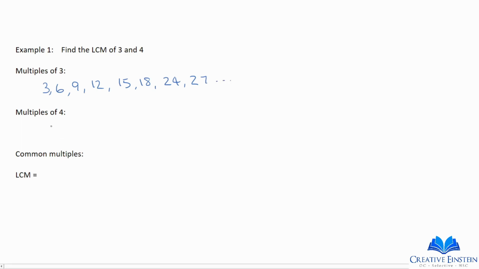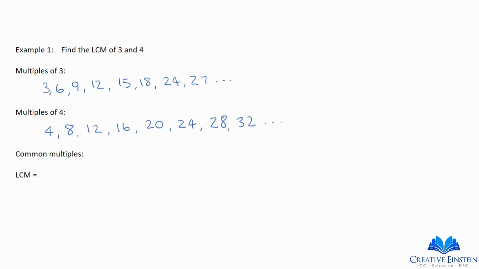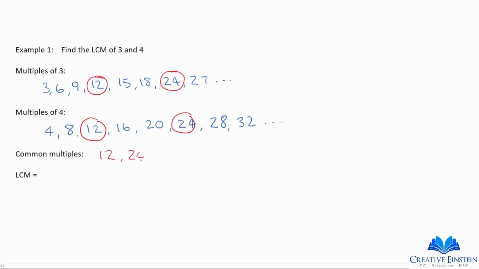Multiples of 4: 4, 8, 12, 16, 20, 24, 28, 32, and it goes on forever. So now we're going to choose the common multiples. What do these multiples have in common? Well, they both have 12, they both have 24, and they're going to have numbers down the track, but that's okay, we don't need all of them. So the common multiples so far are 12, 24, and it will go on.